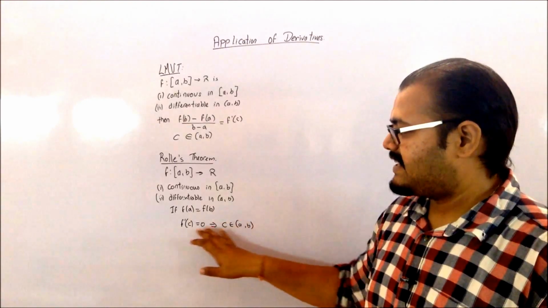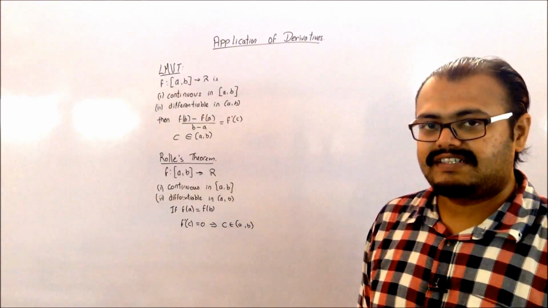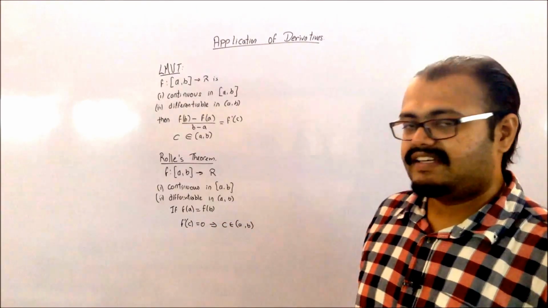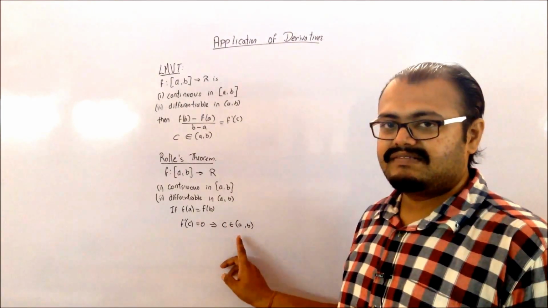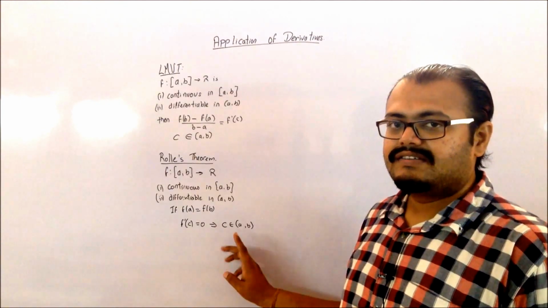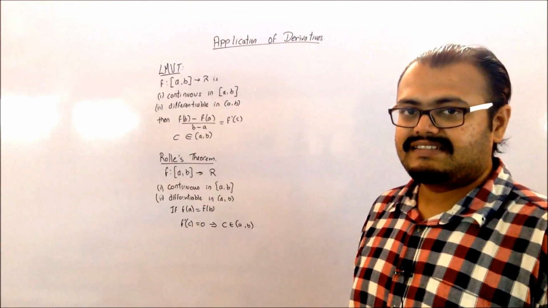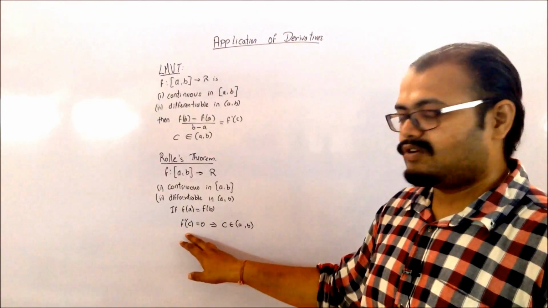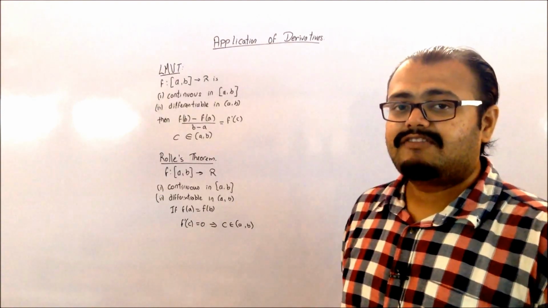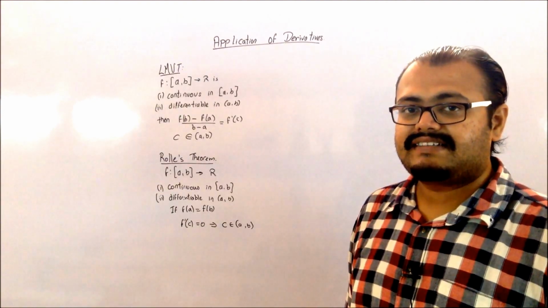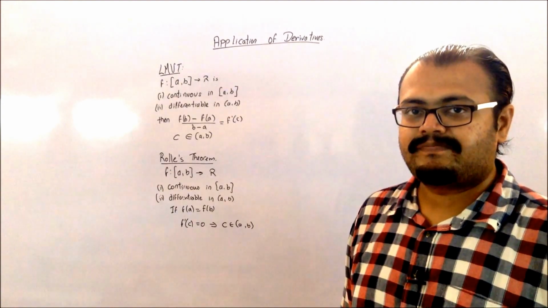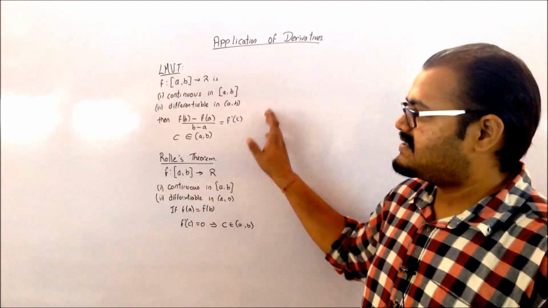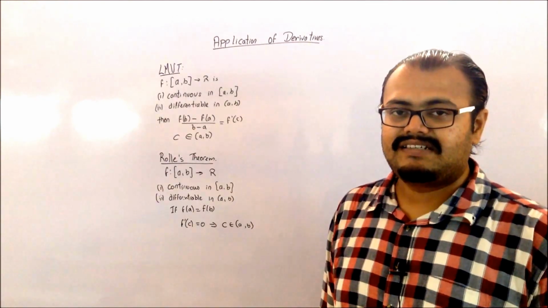After that, we will be checking that f dash of c equals 0, where c is in the range of a and b. What this implies is that if I am finding the slope of the tangent at c, it will be parallel to the x-axis, or its slope will be equal to 0. So that is what Rolle's theorem and LMVT tell us.